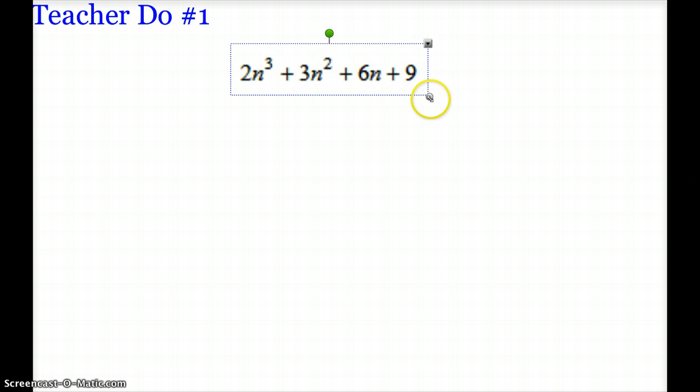Now, I'm going to go to the first teacher do. We have 4 terms, so I'm going to teach you using the grouping method. You need to know more than one method. You need to be able to distinguish how to find different answers. So, first one, I'm just going to do the same thing. I'm just going to regroup it, that's all. It's a little bit bigger.